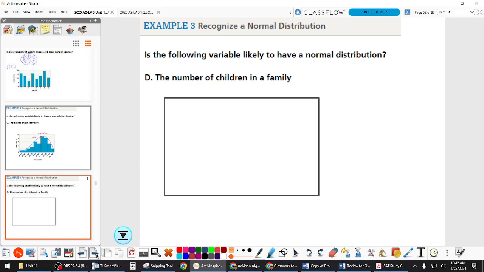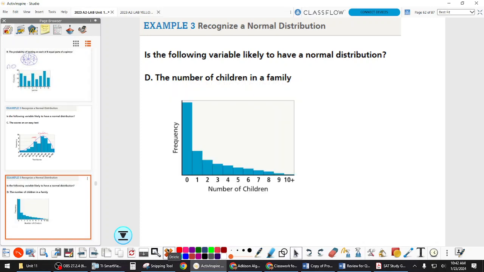Guys, how many kids do people typically have? Two. All right, so I've heard 1 to 3, I've heard 2, but how many kids do they typically not have? Anything out to the right. So can you visualize that this is definitely going to be skewed to the right?